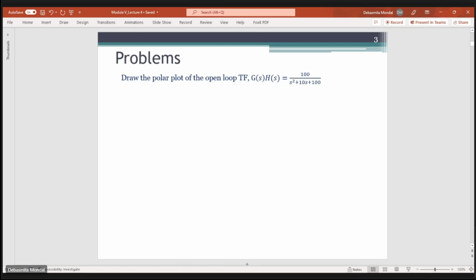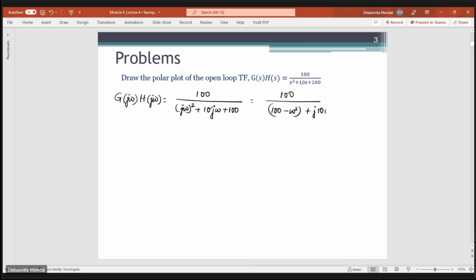So let's say that you have to draw the polar plot of an open loop transfer function, which is given by this. You can simply write it as G of j omega, H of j omega. So you have to just substitute the value of s with j omega. This will give you 100 by (j omega) whole square plus 10 j omega plus 100. Okay, so this is nothing but 100 by 100 minus omega square plus j into 10 omega.